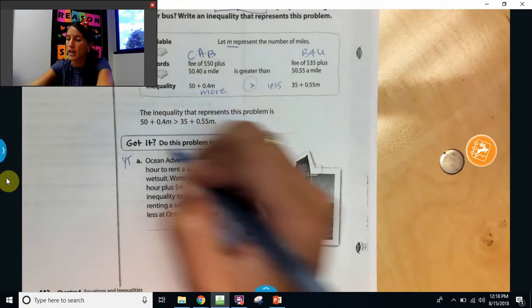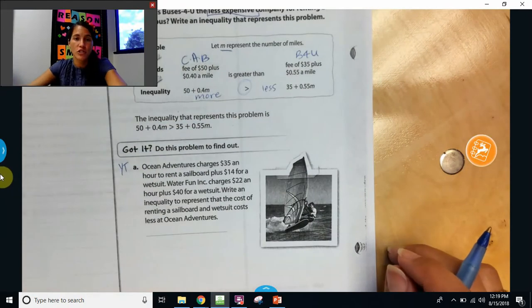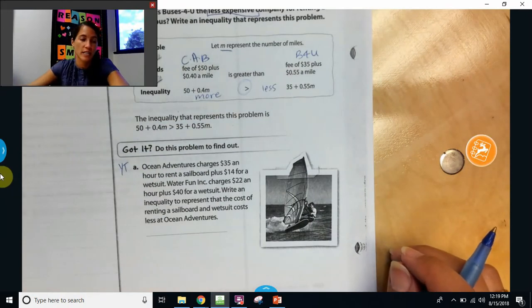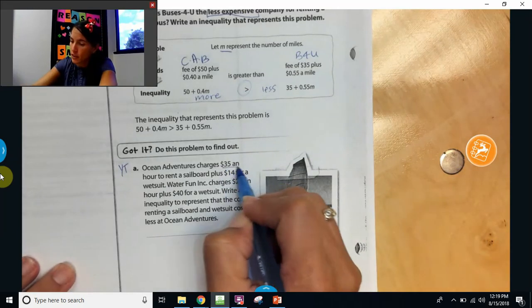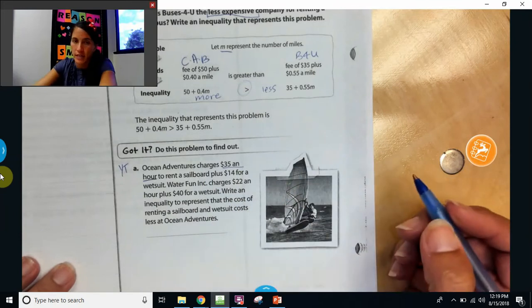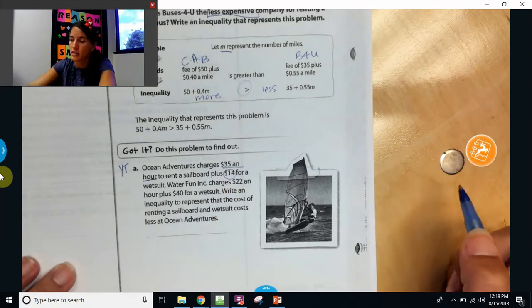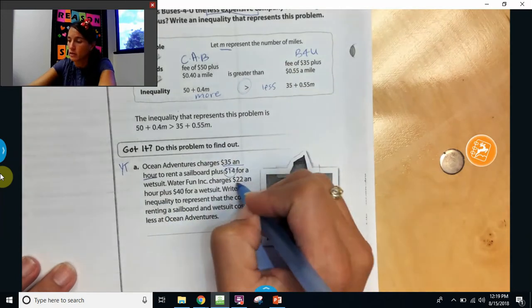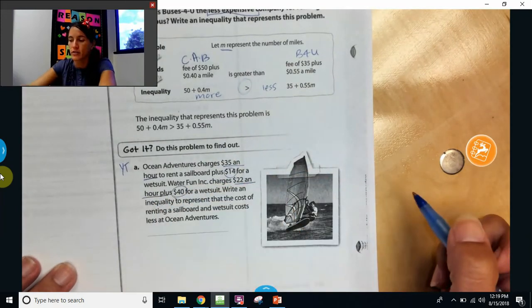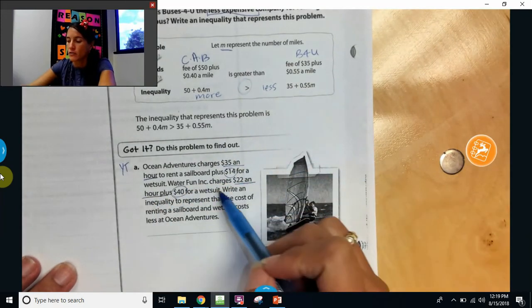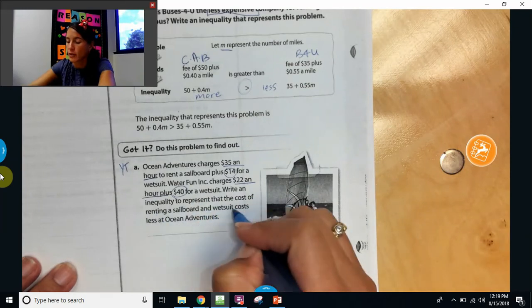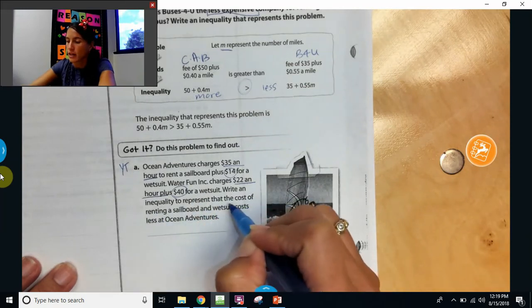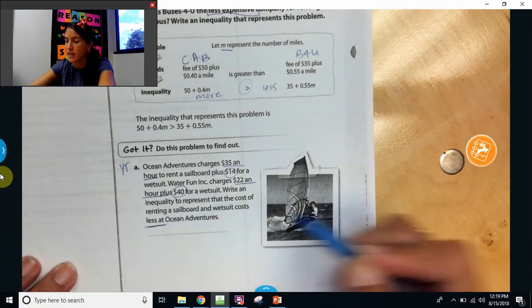All right, you try A. Ocean Adventure charges $35 an hour to rent a sailboat plus $14 for a wetsuit. So you see $35 an hour and then 14. That's probably going to be your constant. Water Fun Incorporated charges $22 an hour plus $40 for a wetsuit. Write an inequality to represent the cost of renting a sailboat and wetsuits cost less at Ocean Adventures.